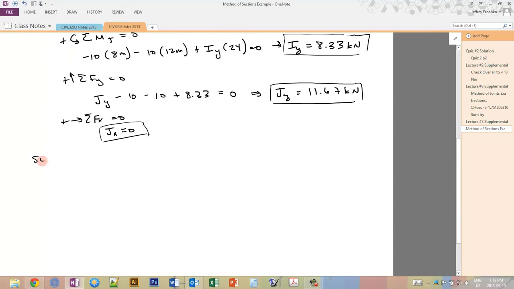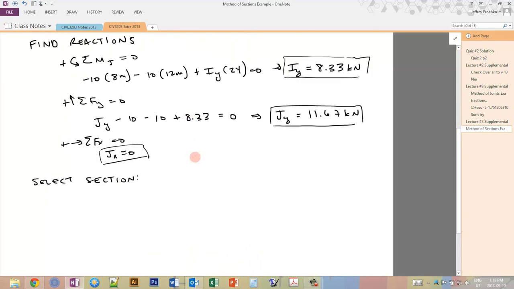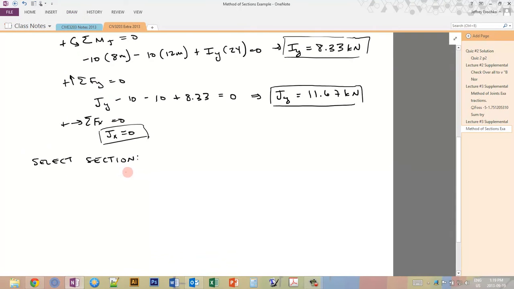Okay, so our next step is that we want to select our section. Now you see the section that we'd like to use. Here I'll draw it in blue. We would ideally like to use this section here and call this AA. But there are 4 members here, which we learned on the previous page is too many for us to do a sectional analysis.